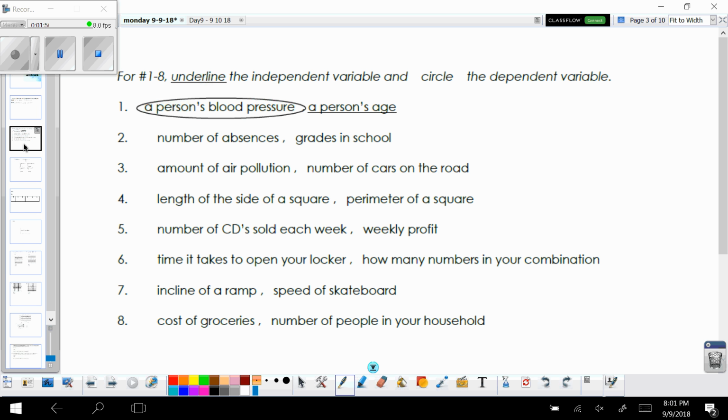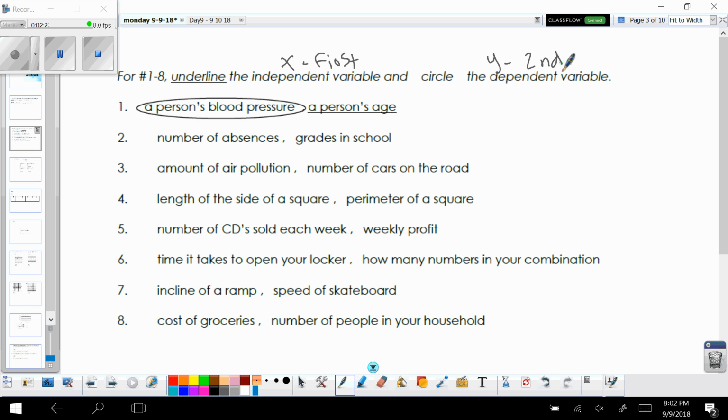If you look, number one's done for you. It says for number 1 through 8, we're going to underline the independent, which remember is our x. It's what comes first. And we're going to circle the dependent, which is our y, and it's what comes second. Okay? So here it says a person's blood pressure and the person's age. So think about it. Your person's age comes first, then you take their blood pressure. They already have their age. That's independent. Okay, the blood pressure should depend on their age.